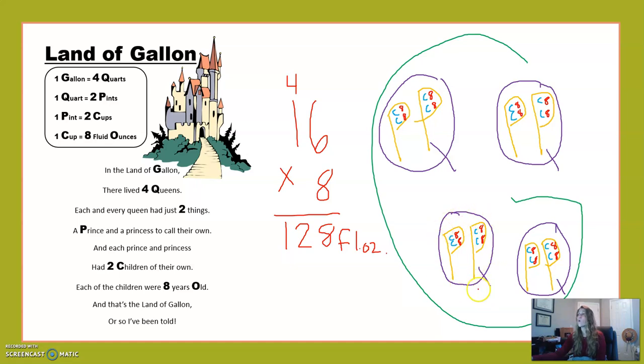Inside of 1 quart, there are 1, 2, 3, 4 8s. 4 times 8 is 32. There are 32 fluid ounces inside of a quart. Inside of a pint, there are 2 8s, which is 16. There are 16 fluid ounces inside of a pint.